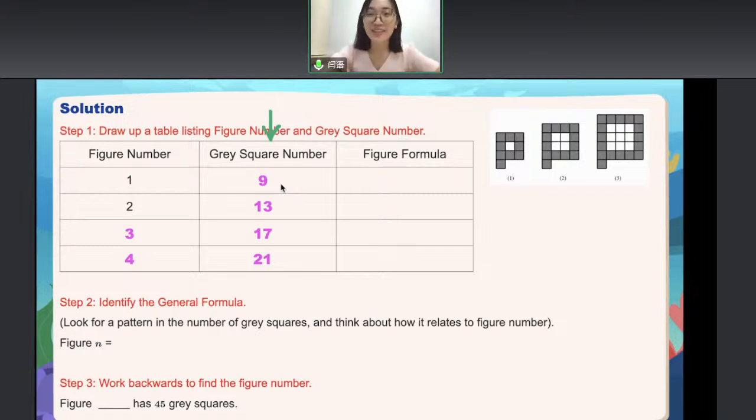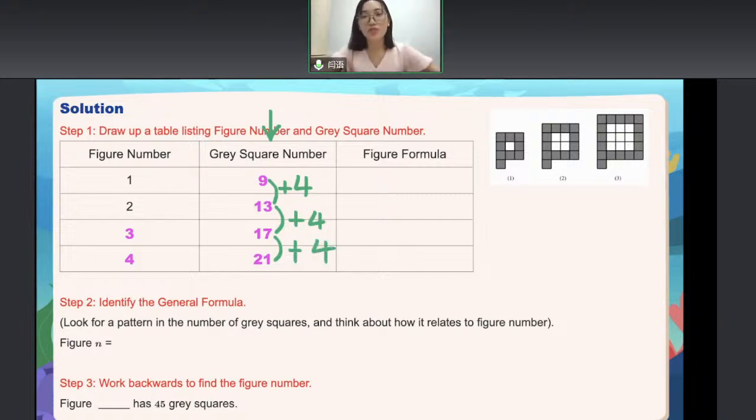Yes, this is kind of the arithmetic sequence, right? Okay, from 9 to 13, we need to plus 4, okay? And from 13 to 17, we need to, yes, also plus 4. Okay, and move on from 17 to 21. Yes, always plus 4. Okay, good job.